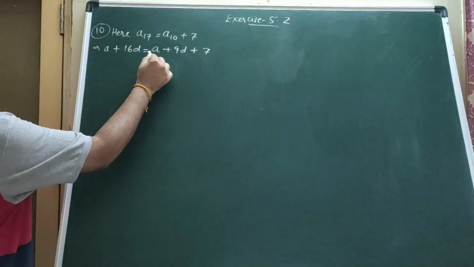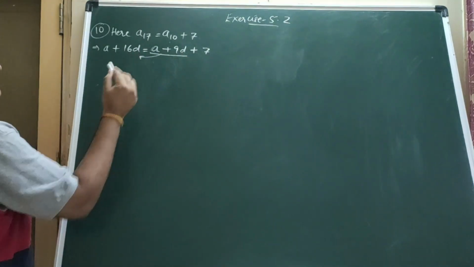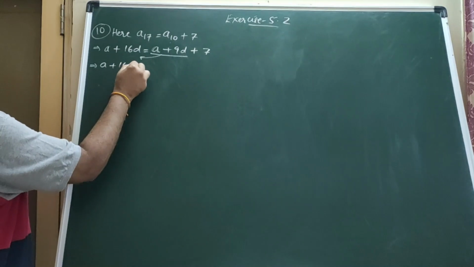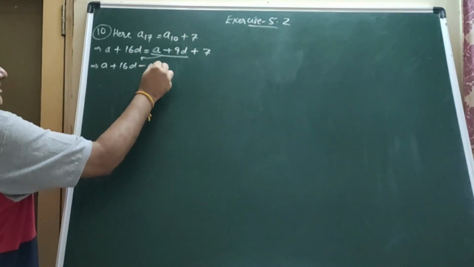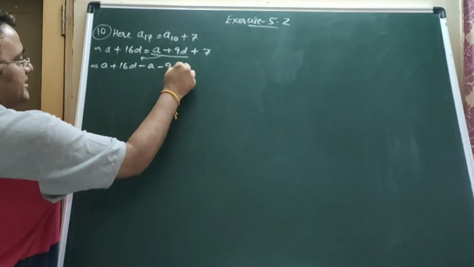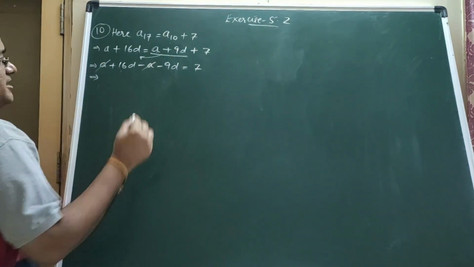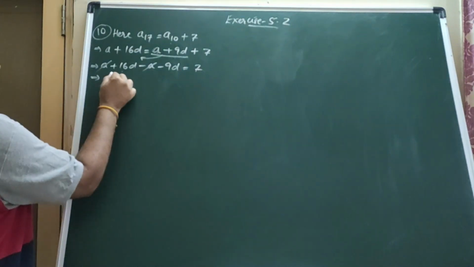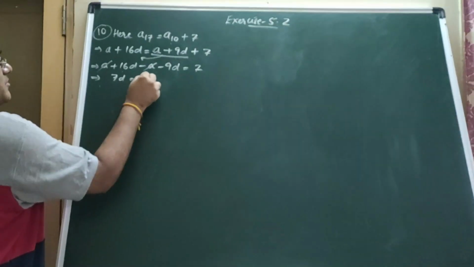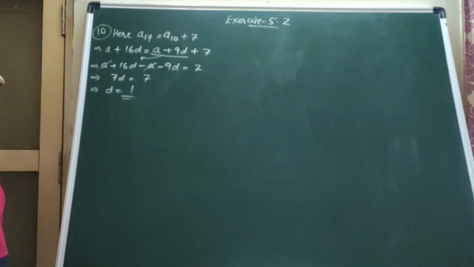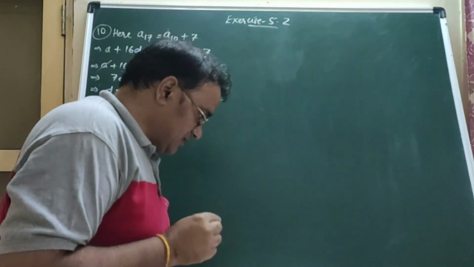Now what we will do? We will shift this to this side. ये दोनों को इस तरफ शिफ्ट करेंगे. So what will happen? This A will become minus A and this will become minus 9D. And this A will be cancelled and 16 minus 9 will be 7. 7D is equals to 7 and D is equals to 1. Okay. So हम लोग का 10th question हो गया.